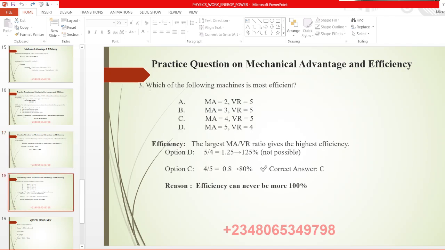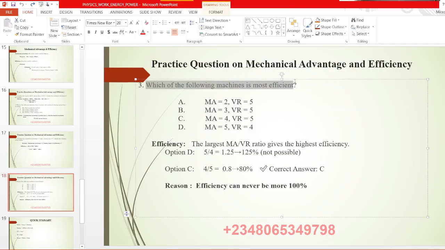Which of the following is most efficient? Yes. When they say it's efficient, you are told to calculate the efficiency. Look at how tricky this question is. You have not been told to calculate the efficiency directly. But which of the following machines is most efficient? Yes, the most efficient. And they have given us a mechanical advantage of 2 and velocity ratio of 5.